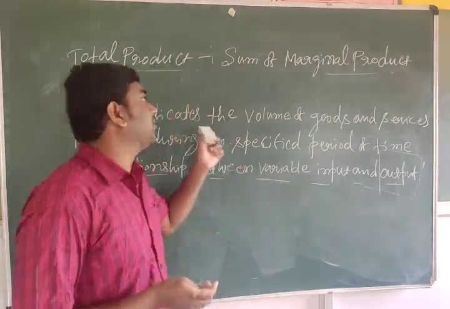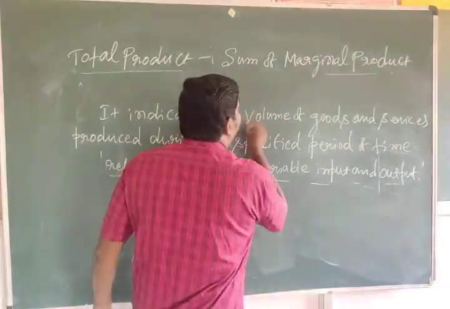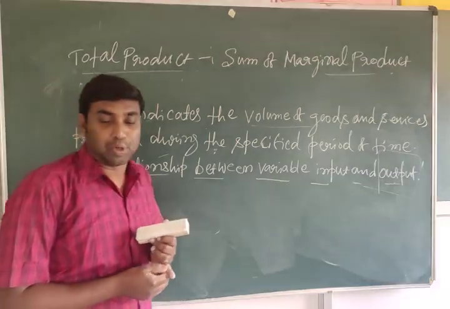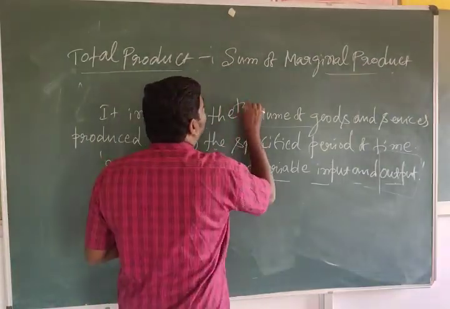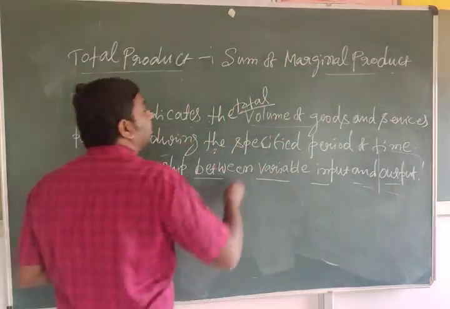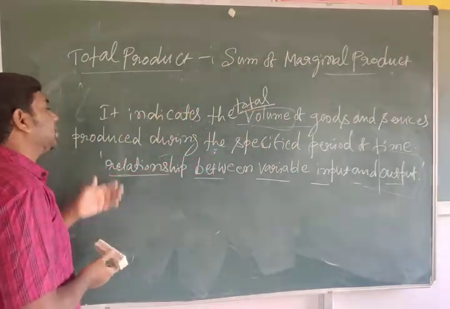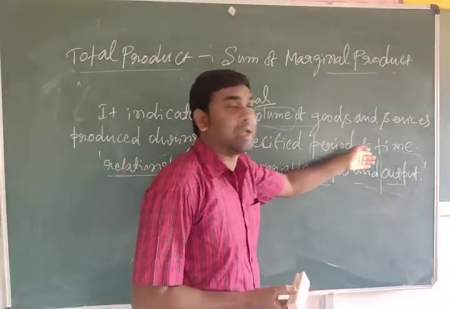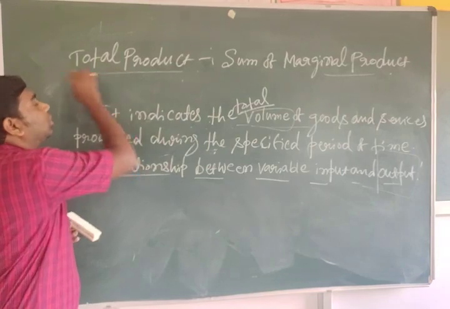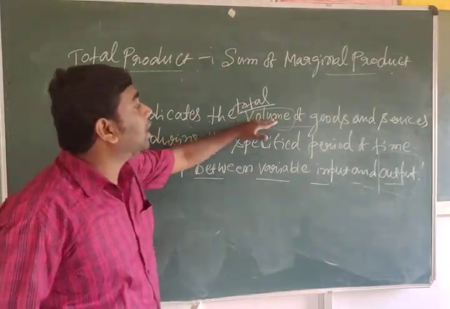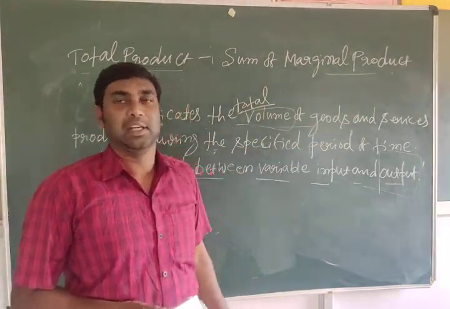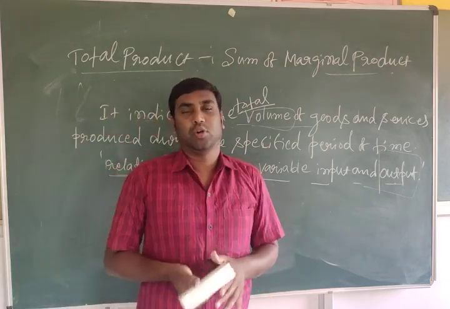In other words, it indicates the volume of goods and services produced. Otherwise, we can say it indicates the total volume of goods and services produced during the specified period of time, in a particular time period. That is how we can understand total product. Total product indicates the total volume of goods and services produced during the specified period of time, in a particular year. So this is called total product.